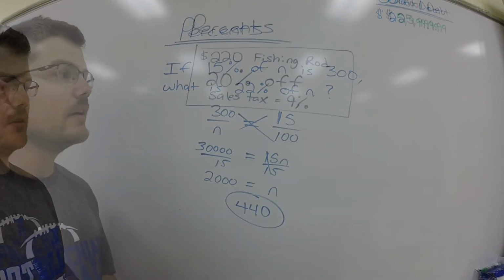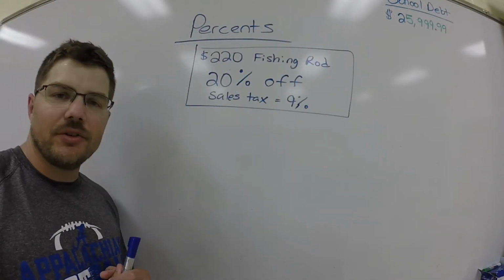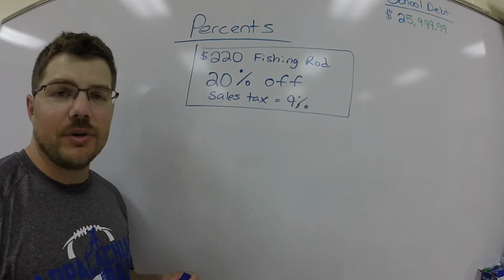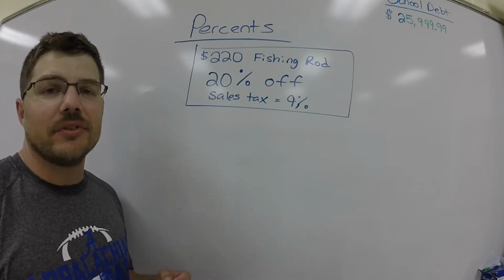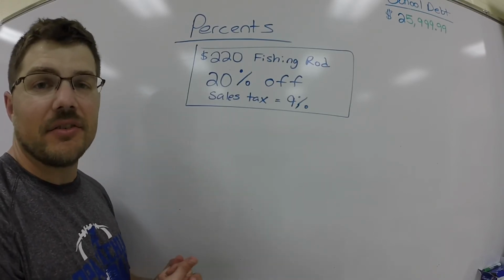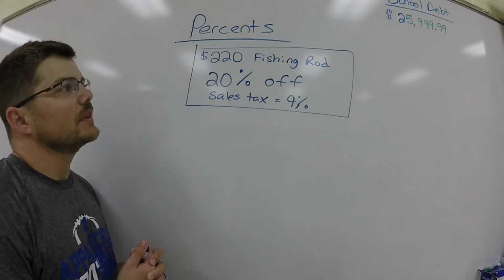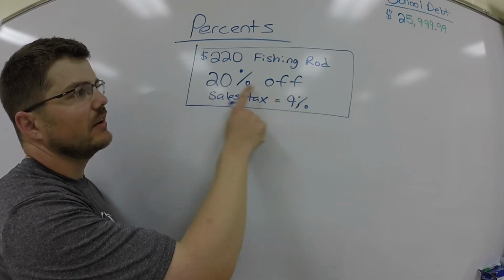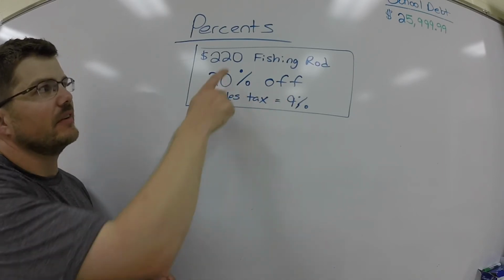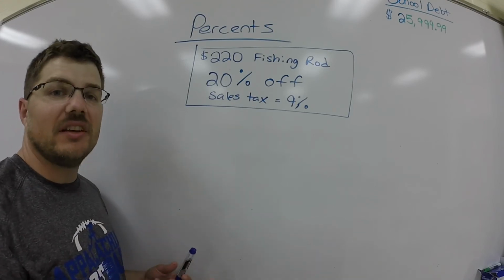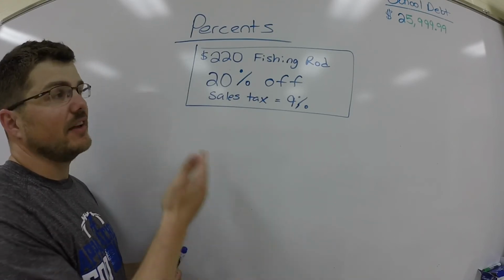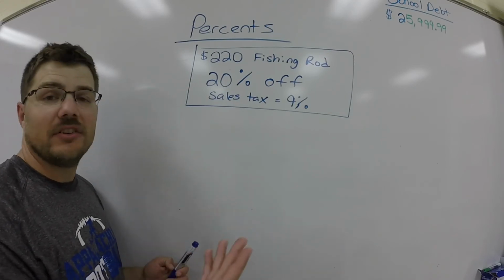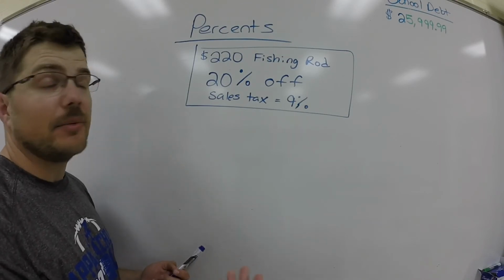Alright, for this example, I go into a fishing store. I see a rod that says $220, but it also says it's 20% off, and the sales tax is 9%. Let's figure out how much I have to pay for this fishing rod. Okay, so since it tells me I am paying 20% off, it's 20% off the sale price of $220. So what percentage am I actually paying? If they're taking 20% off, I'm actually paying 80%. So in percentages, we're thinking of 100, so you take 20 off, I'm paying 80%.